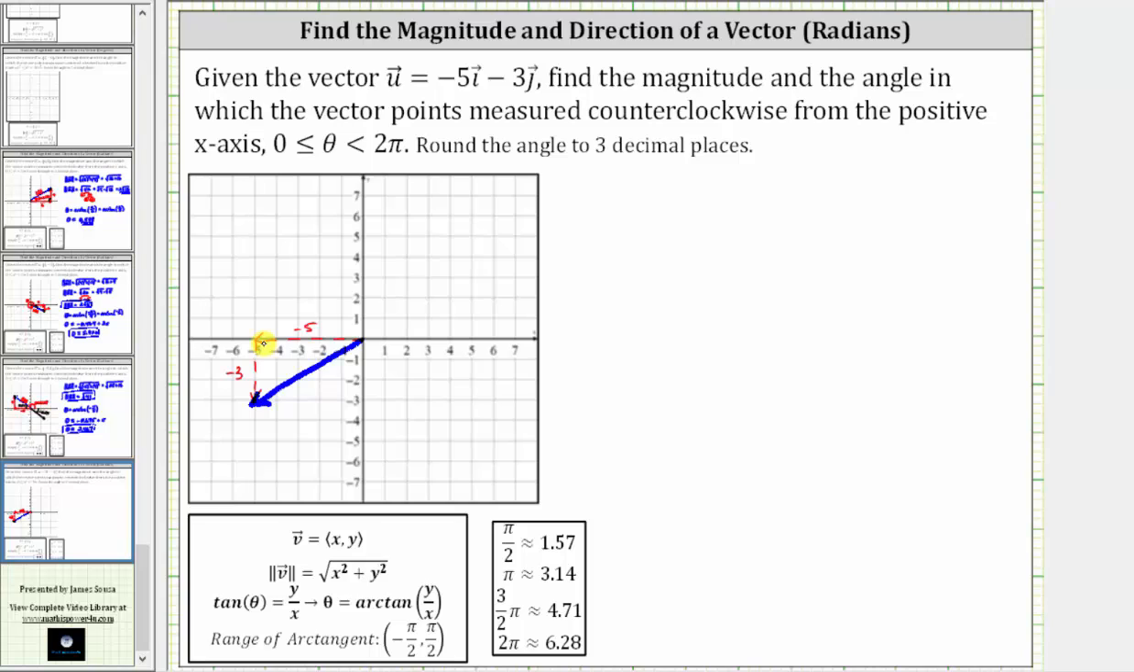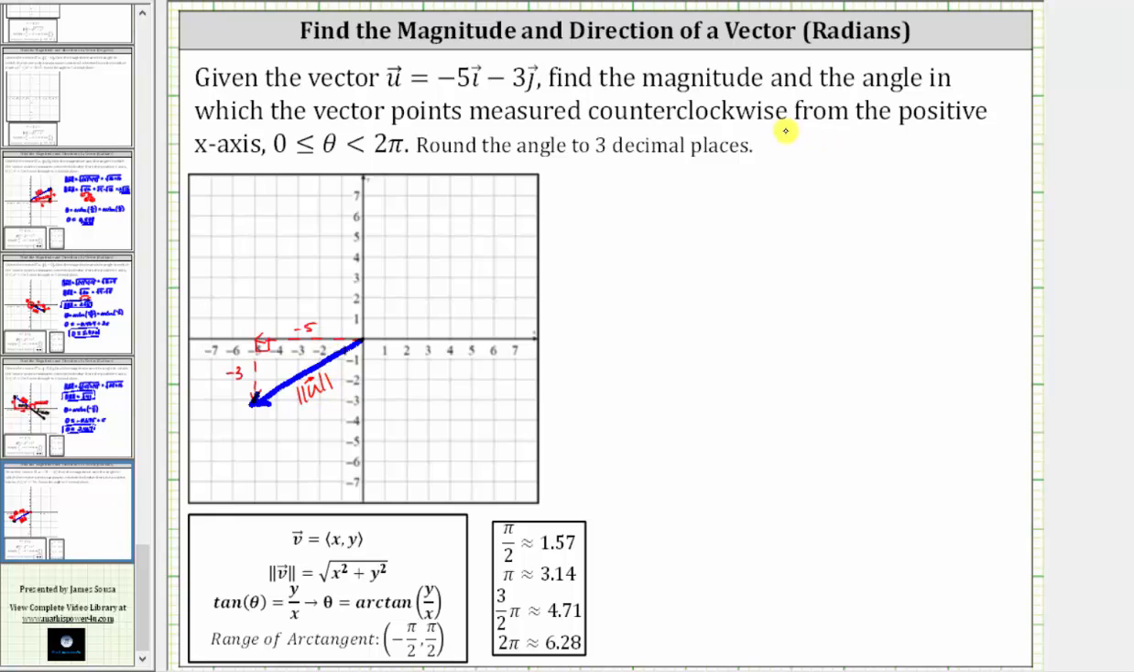Notice by sketching the x and y components, we now have a right triangle on the coordinate plane that we can use to determine the magnitude of the vector, which is the length of the vector. Notice how this is the hypotenuse of the right triangle. We indicate magnitude using either single or double vertical bars. I will use double vertical bars.